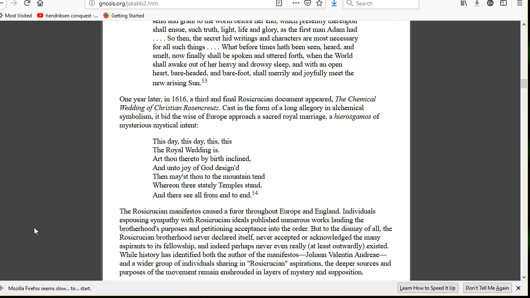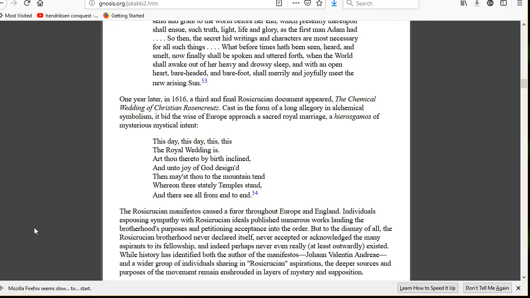This day, the royal wedding is. Art thou thereto by birth inclined, and unto joy of God designed? Then mayest thou to the mountain tend, whereon three stately temples stand, and there see all from end to end.